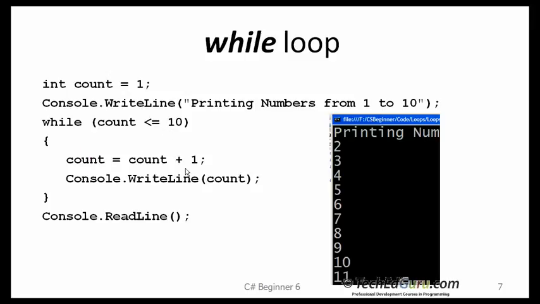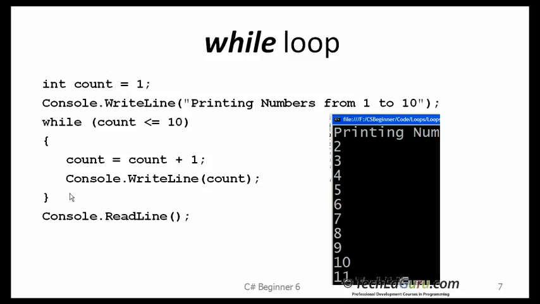The count is incremented by 1. So count is now 2, and you print the value of count. That's why the first value of count that is printed is 2. Continue on, go back to the top of the loop. The count is still less than or equals 10. Increment count by 1, which becomes 3, and you keep on going. And the last value of the count variable that will be printed is 11, because you increment by 1 after checking for that condition.